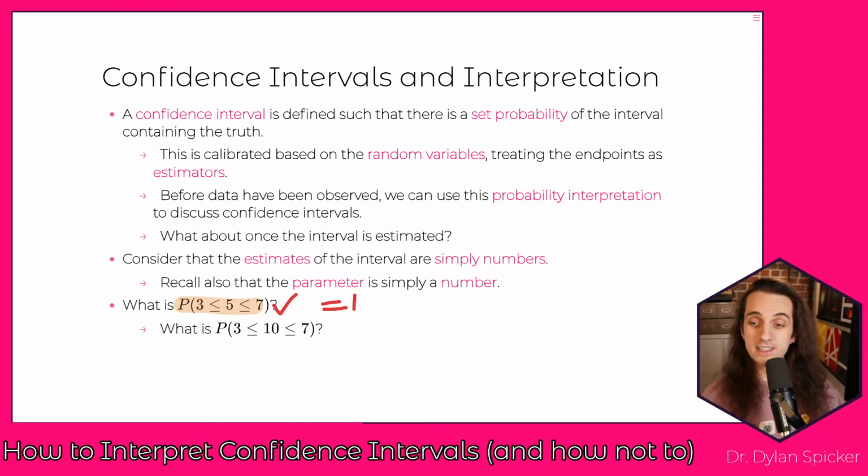But we could consider a different interval, right? So what if instead of the parameter being 5, we said the parameter value is 10? Right? So now, what's the probability that 3 is less than or equal to 10, which is less than or equal to 7? Well, that doesn't hold, right?